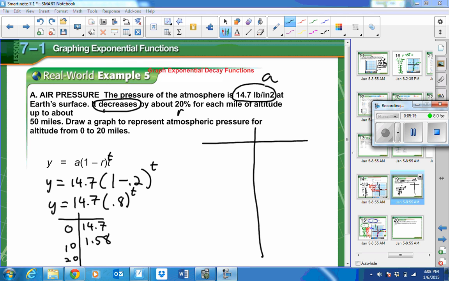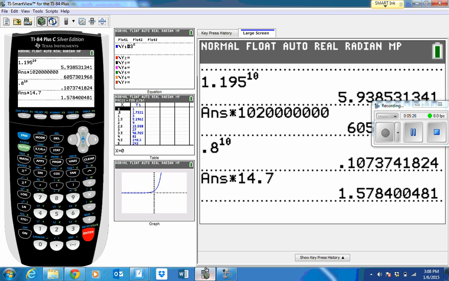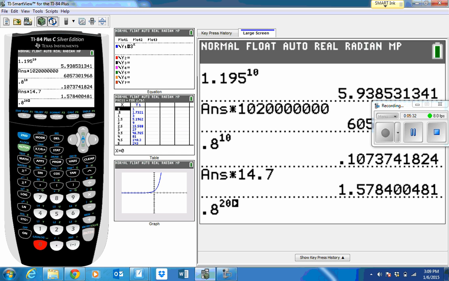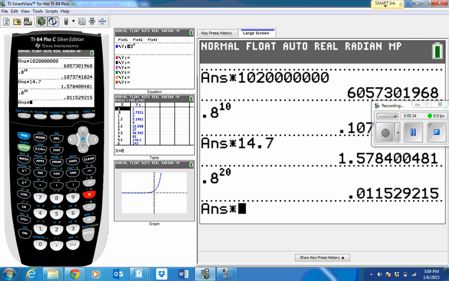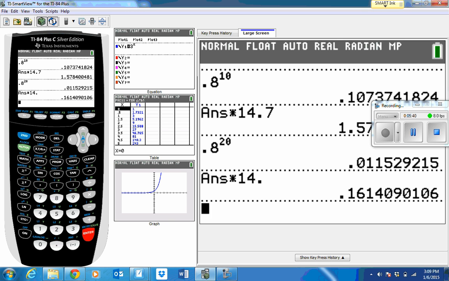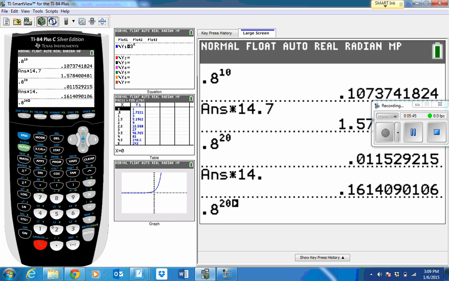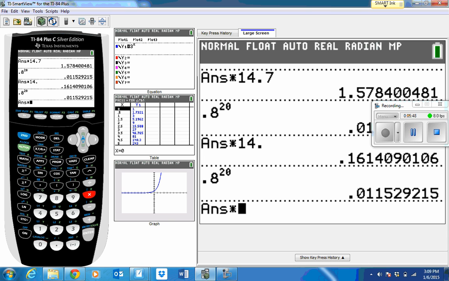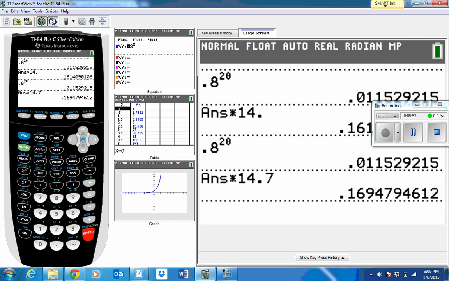Which makes sense because we have a decaying function here. And then when we plug in 20, it's going to be even smaller than that. So we're going to do 0.8 to the 20th power times 14.7. Oops. Times 14.7. And we get 0.17.